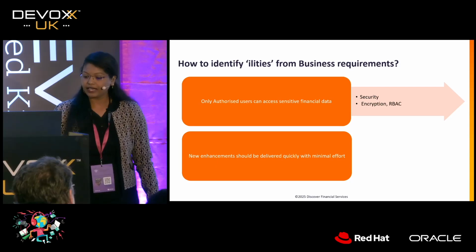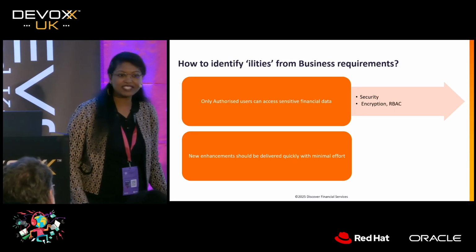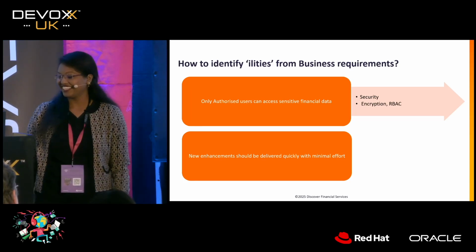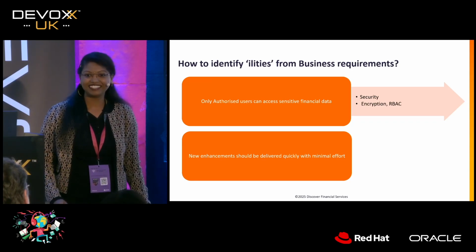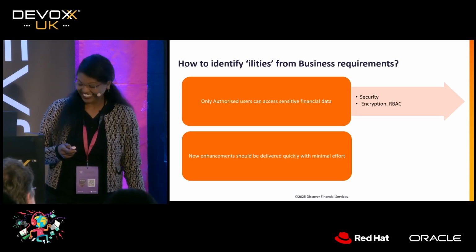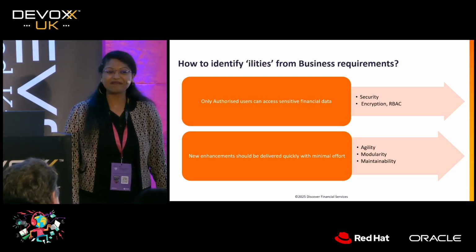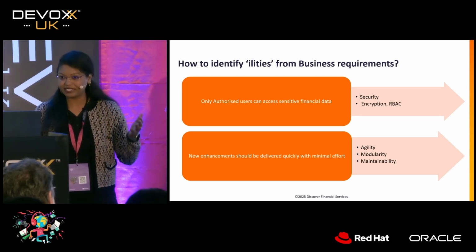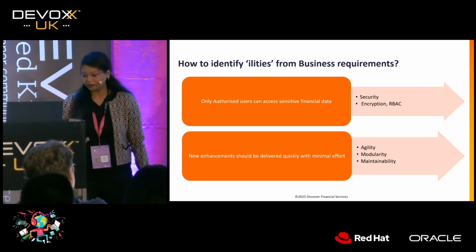Next one: new enhancements should be delivered quickly with minimal effort. This is the most repeated requirement everywhere, isn't it? How do we deliver very quickly with minimal effort? Good guesses. No guesses are wrong. We're looking for something like agility and modularity, because the components can be independently developed by different teams, and there are no cross-team boundary delays, so you can deliver them quickly.